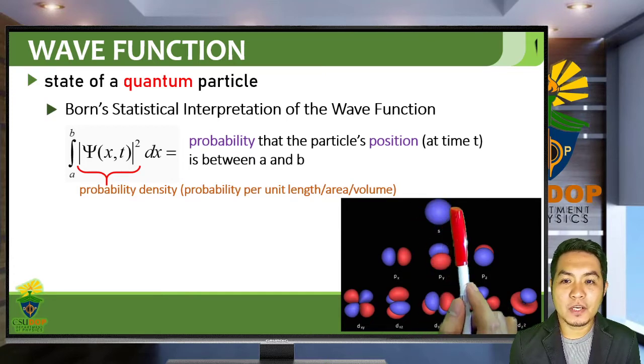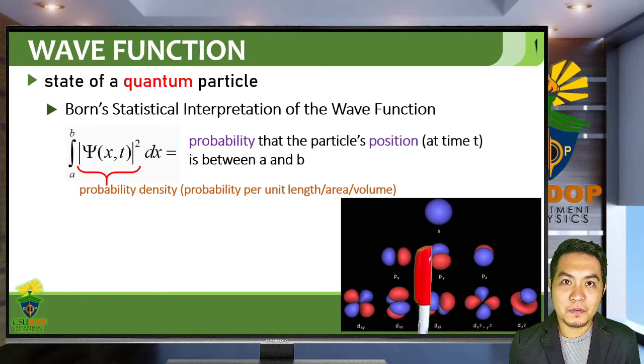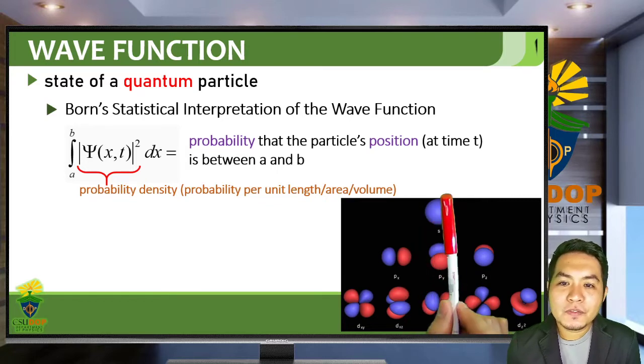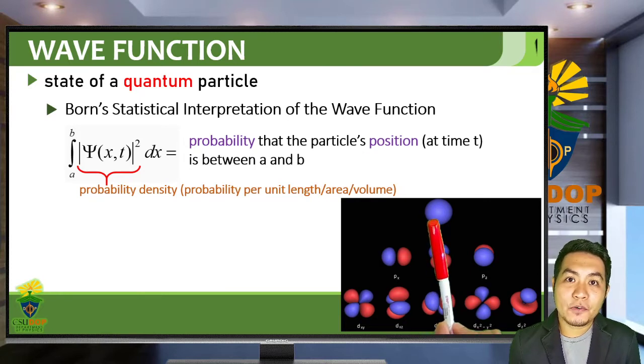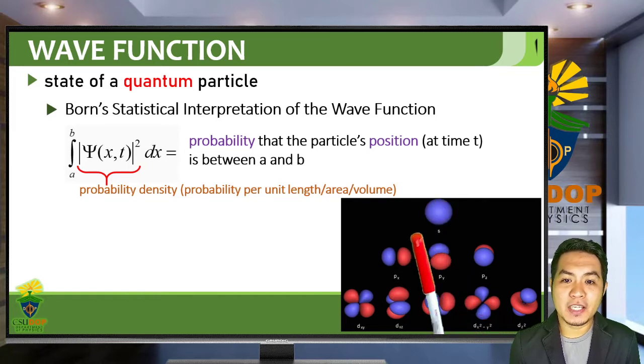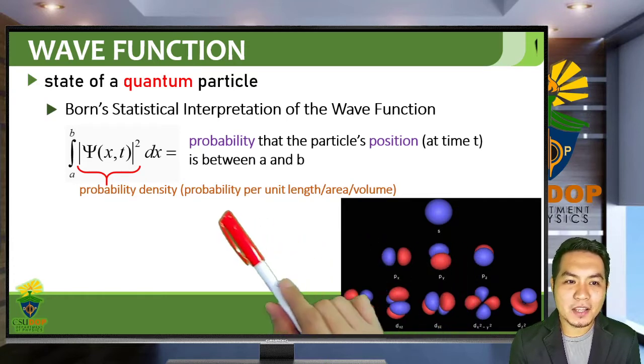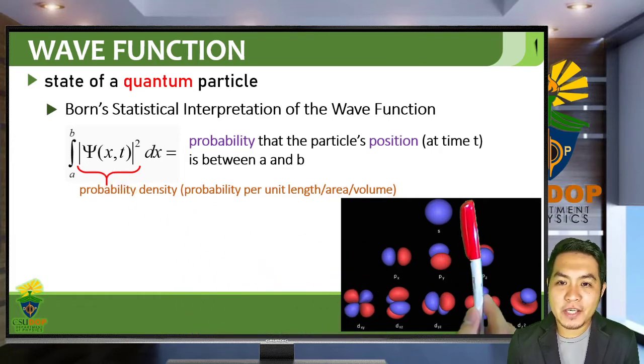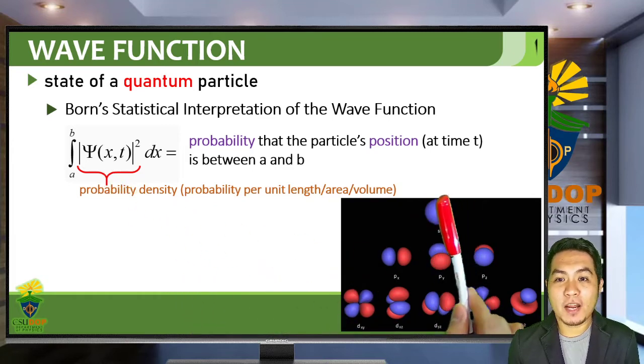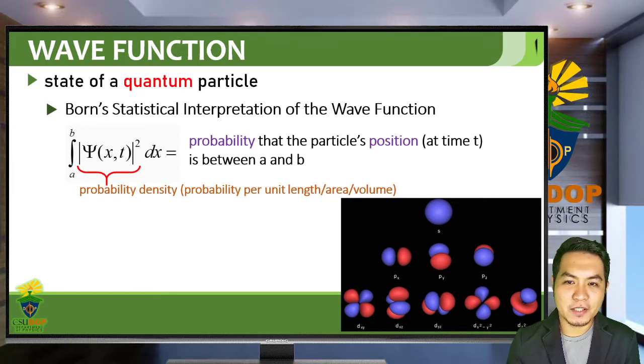Sometimes we call it a probability cloud, meaning in this cloud, in the s orbital, for instance, there are two electrons that can occupy this probability cloud. In the case of the p's, there are two electrons in each of the p components, px, py, and pz, and you have a total of 6 electrons that can occupy the p orbital. So if you actually plot psi squared as a function of x, you get a density plot and you get the atomic orbitals.